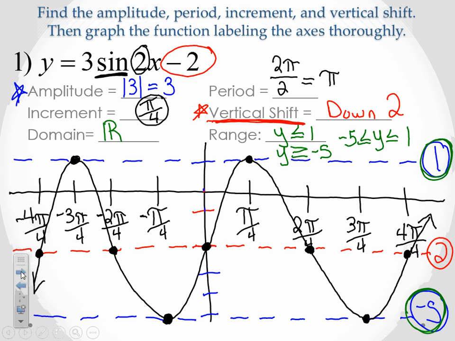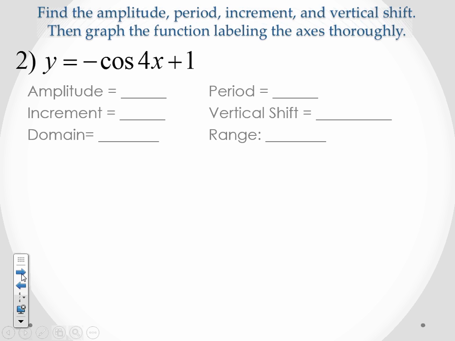All right, moving on to our last example. Here we go. We're going to graph y equals negative cosine 4x plus 1. So we're going to be thinking a little bit more on this one, ladies and gentlemen. Our amplitude is what comes in front of our cosine. In this case, it's -1. So we take the absolute value of -1, which is just 1.